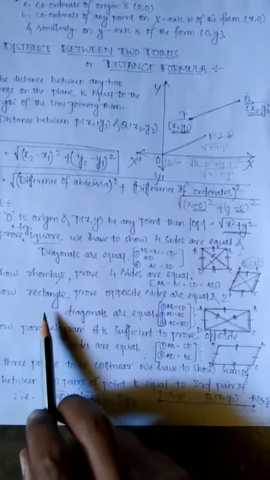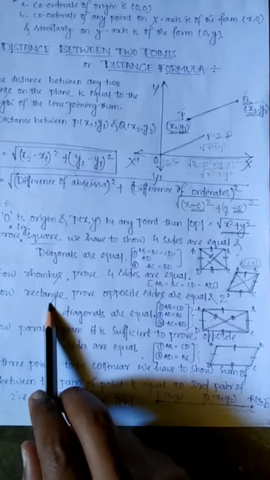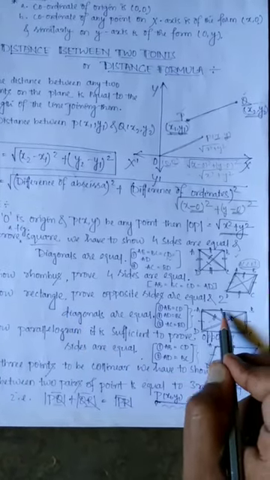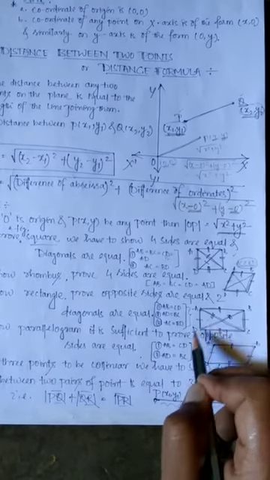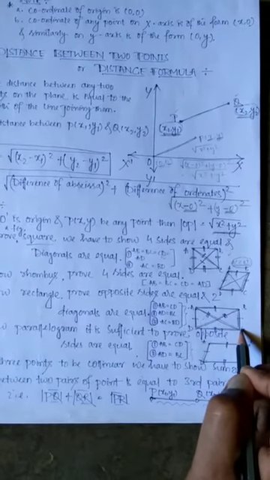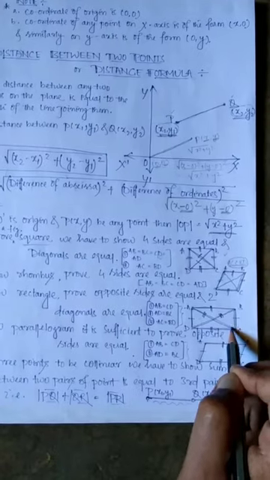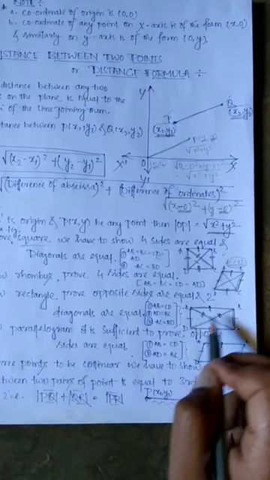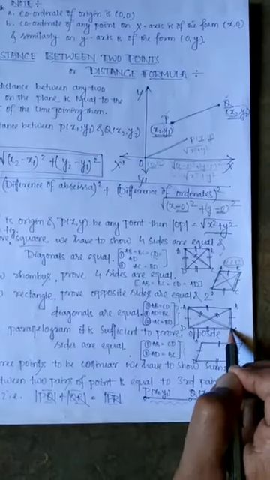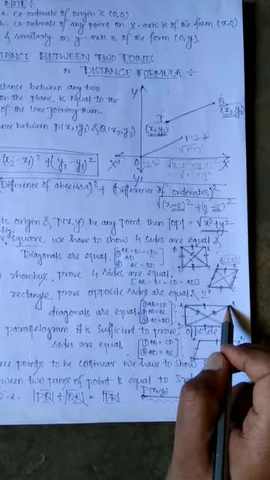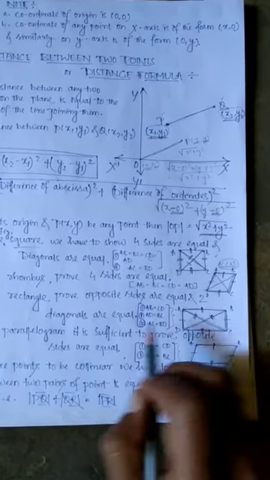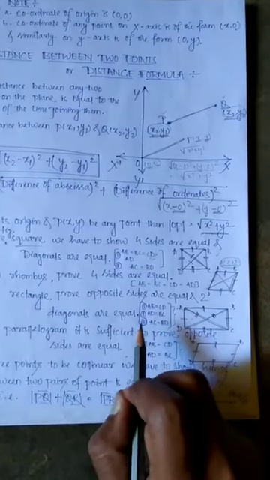Next, to prove a rectangle. In a rectangle we know the opposite sides are equal. So AB equal to CD and AD equal to BC. Then we have to prove one more thing to show it as a rectangle, that is the lengths of the diagonals are equal. That means BD equal to AC. I have written that here.